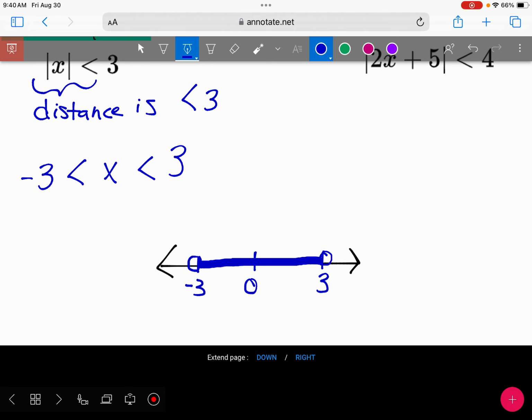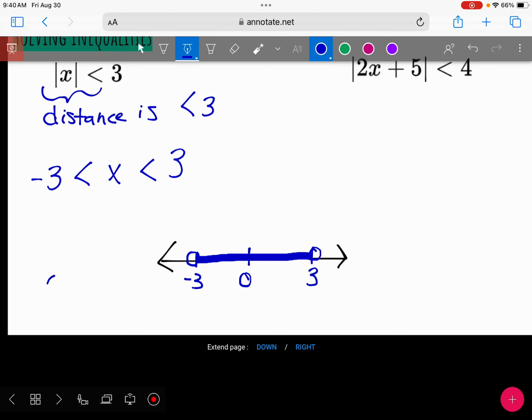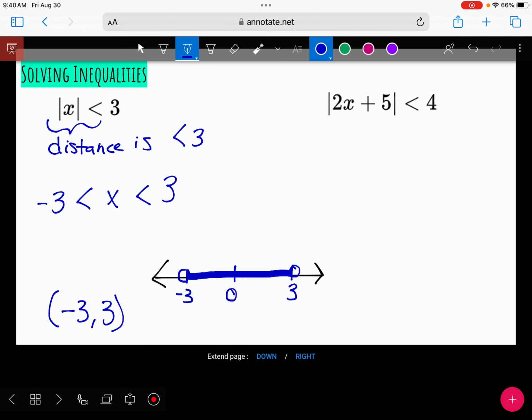If it was negative 3, it would be exactly equal to. So since this is a less than, we're going to keep using less than. It means we'll have open circles. So our interval is going to go from negative 3 to 3. And these are weird to wrap our brains around. But questions on this first one?